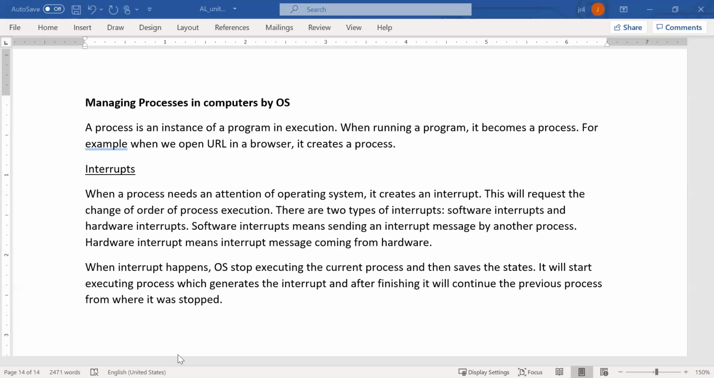So we need process management, right? So let's write down a subtopic, process management.